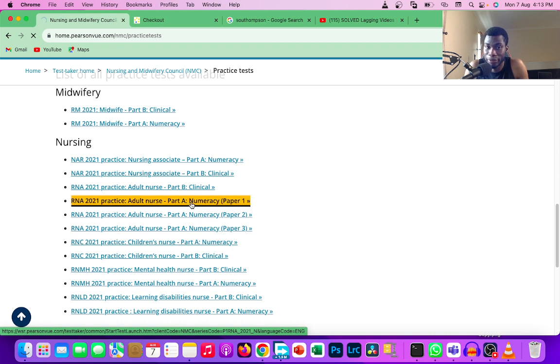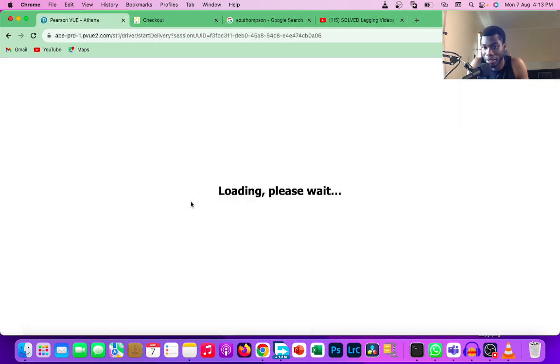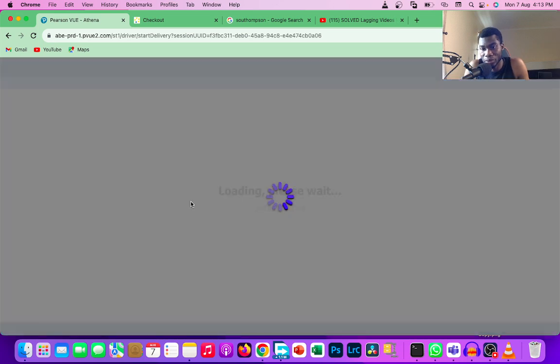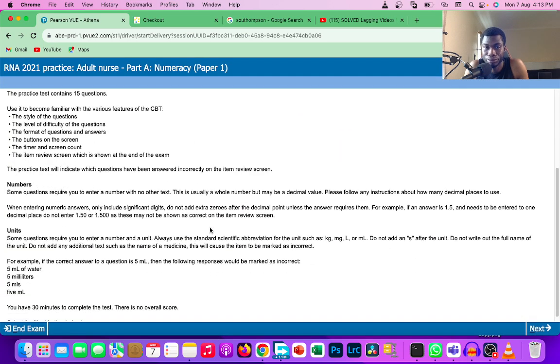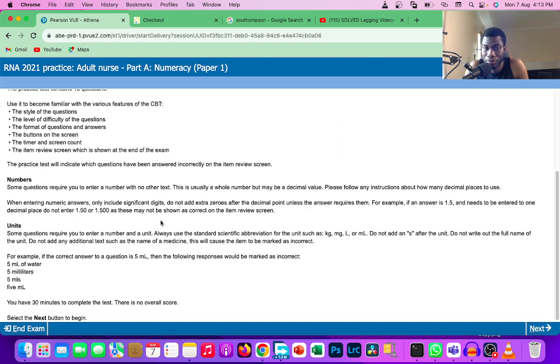So I'll click on the first one, which is numeracy part A, and as I said, the instructions are here. For example, the correct answer to a question is 5 mL. So you write 5, you leave a space, and then small m, capital L. If you write any other form, it's wrong. But let's go into the exam itself.